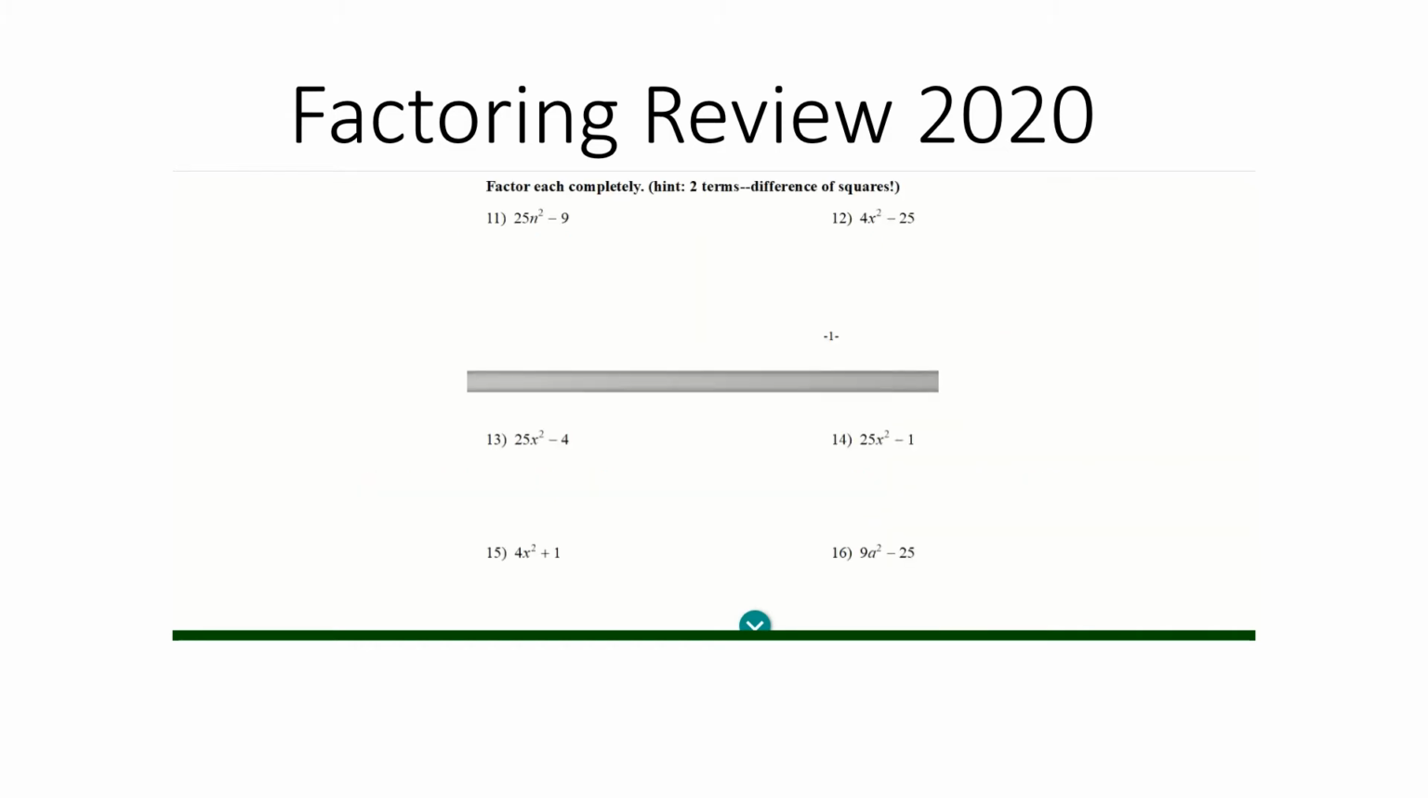This one, factor completely, it says hint, difference of 2 squares. That means as long as you're subtracting and each is a perfect square, you can write it as pairs of factors with taking the square root. So the square root of 4x squared is 2x, and the square root of 5 is 5. So the difference of 2 squares is always 2x minus 5, 2x plus 5, or the other way around.